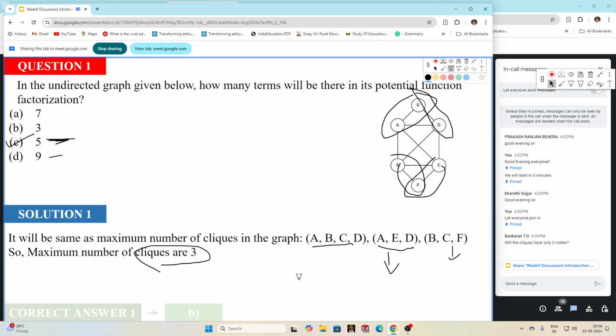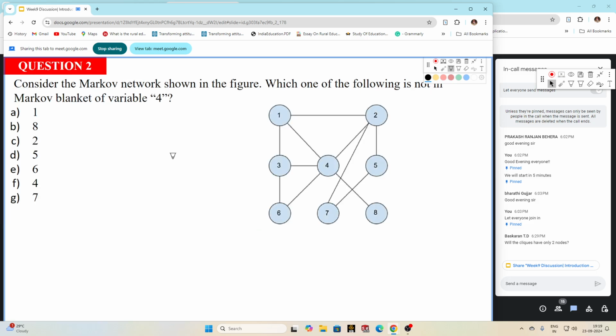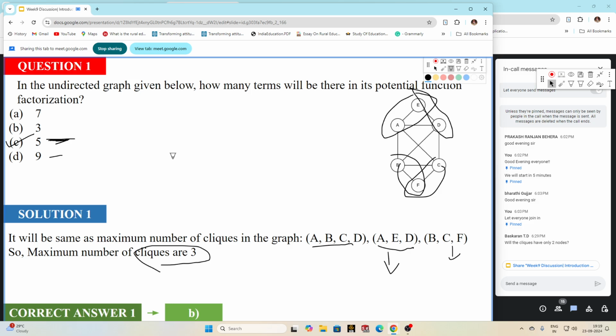It is written as B here, so you can correct it and make it C. Okay, so is it clear to everyone how we are making the cliques? Clear, right?